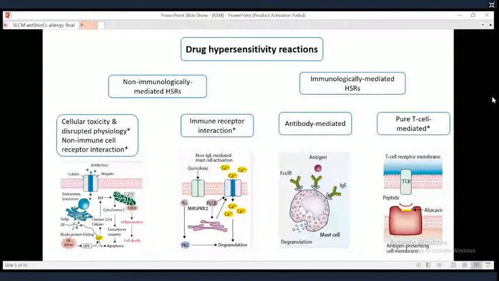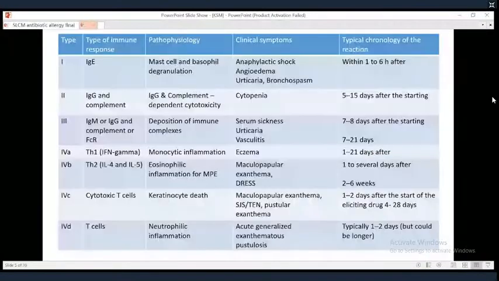So when you see a patient, both patients might have symptoms of an immunologically mediated reaction, but some of them might not retain memory. But if it's mediated by either antibody or pure T cells, then the immunologic memory is retained. So we will then see how we can divide these immunologically mediated hypersensitivity reactions further.